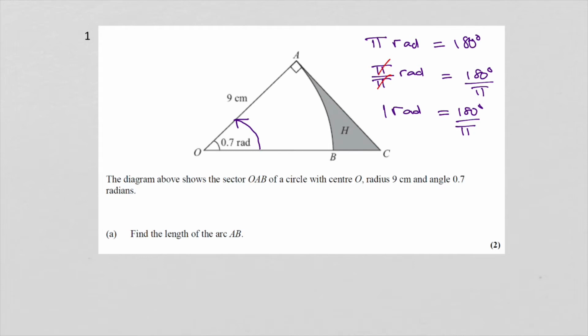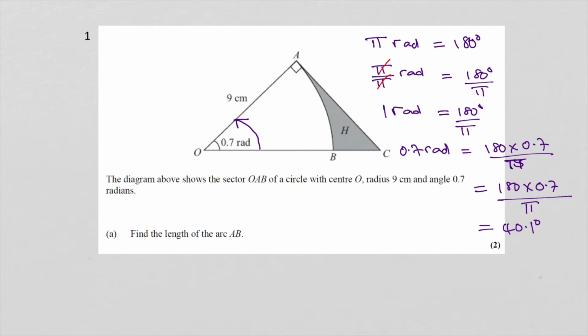So if I want to get 0.7, I just need to multiply 1 by 0.7. So 0.7 radians equals 180 times 0.7 over pi. If you punch that into the calculator, you type in 180 times 0.7 and divide it by pi. To get pi, you need to press shift and then times 10 to the power of x. That will give pi, and that gives 40.1 degrees.